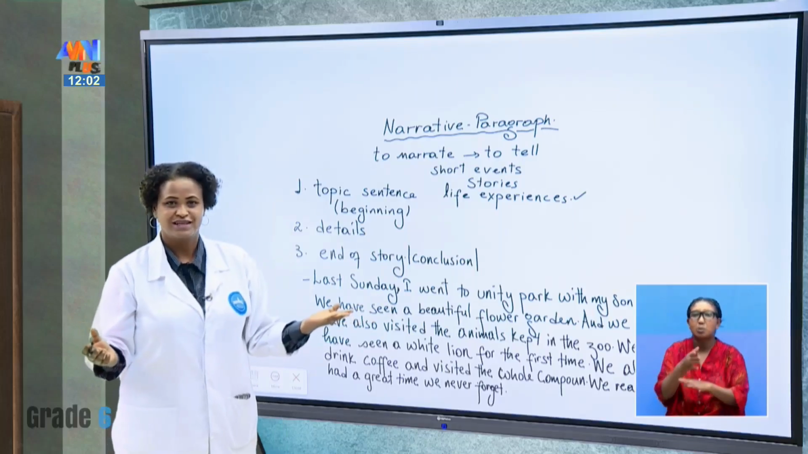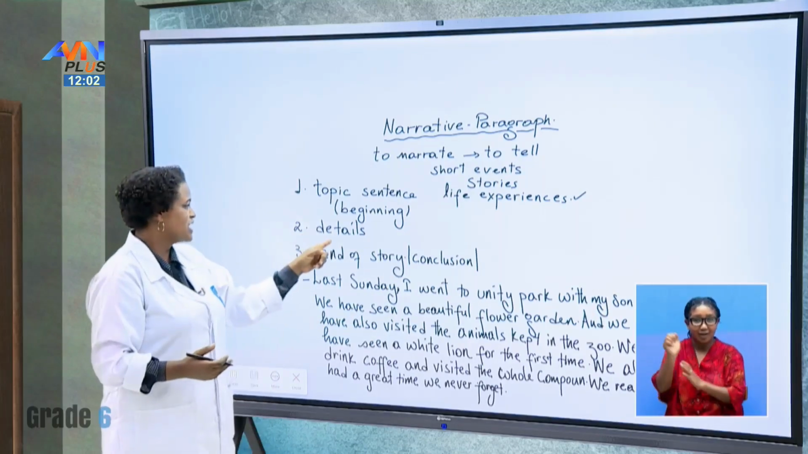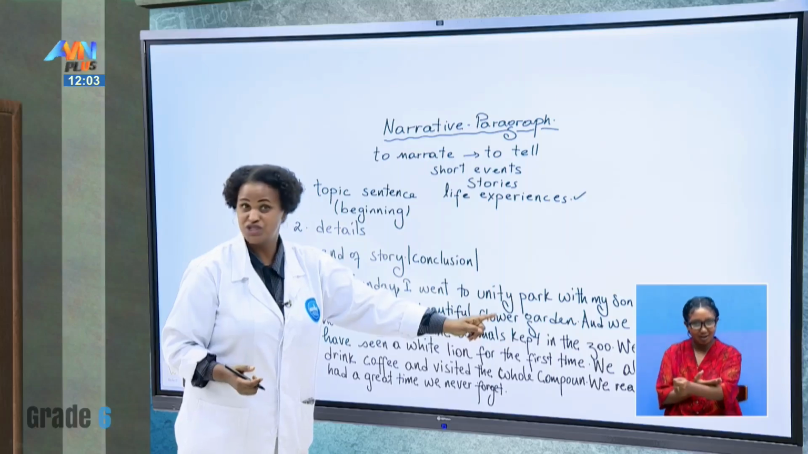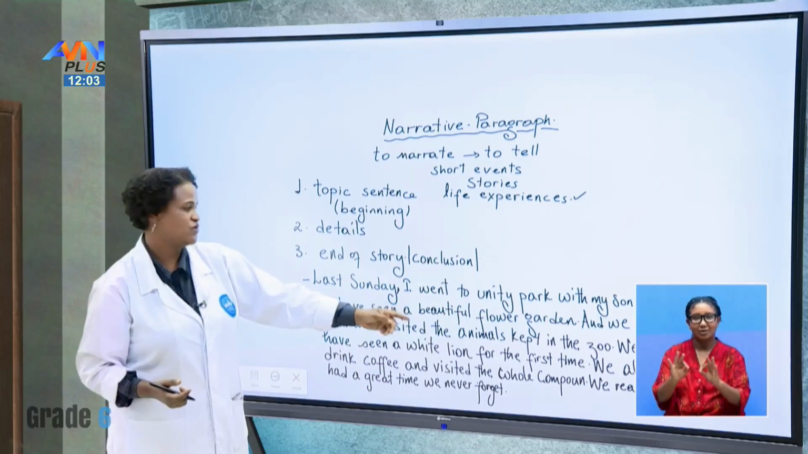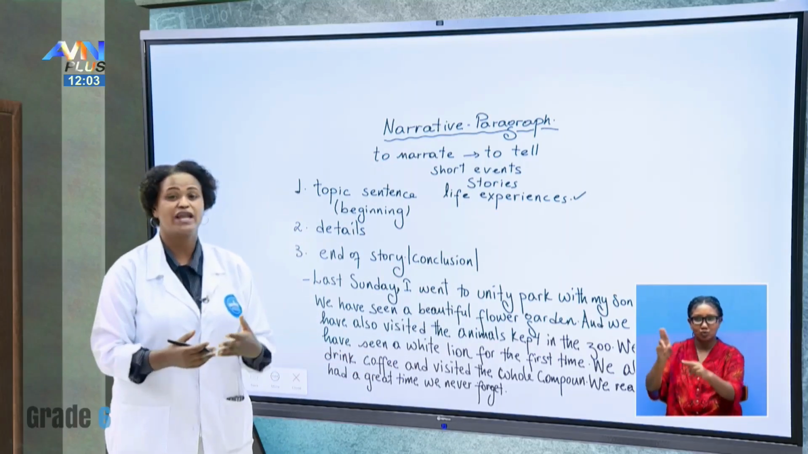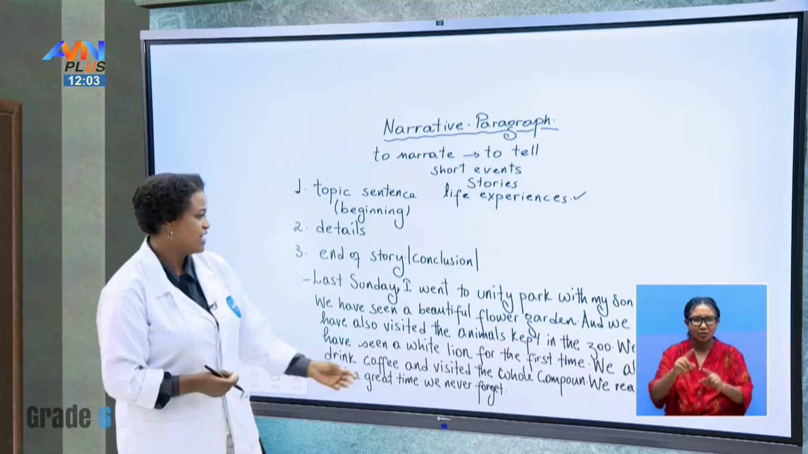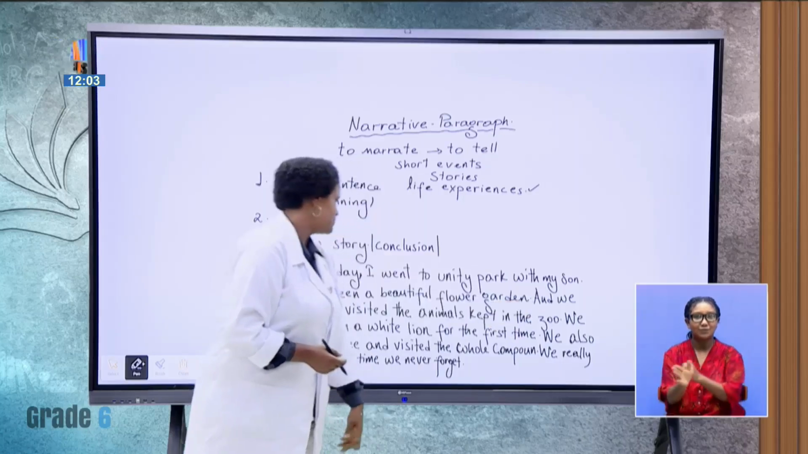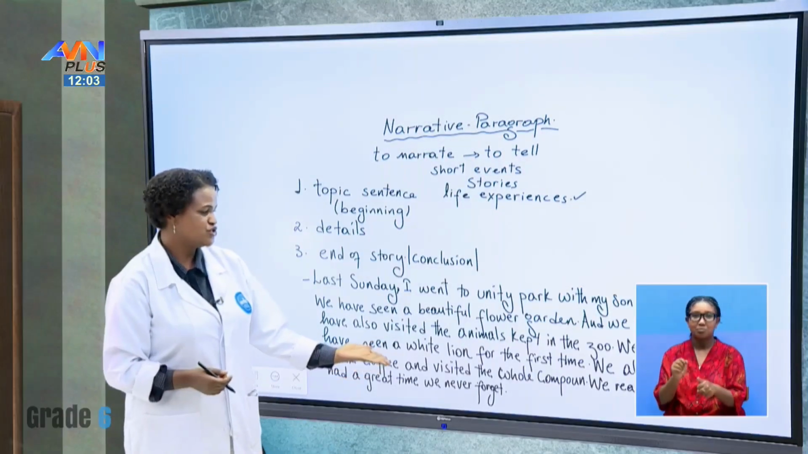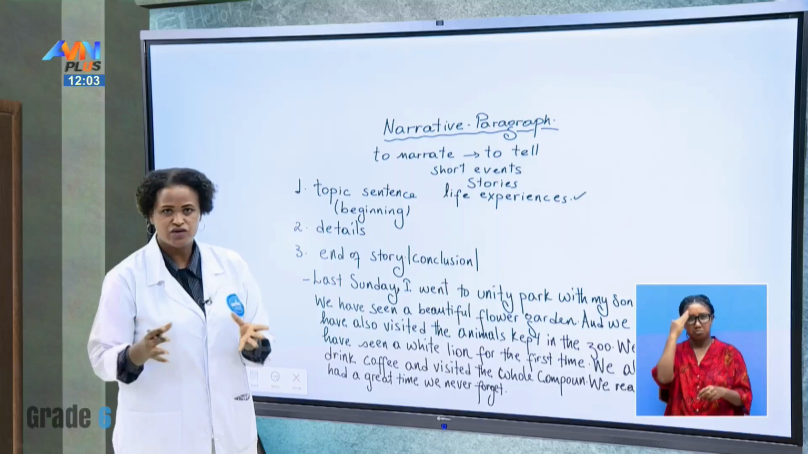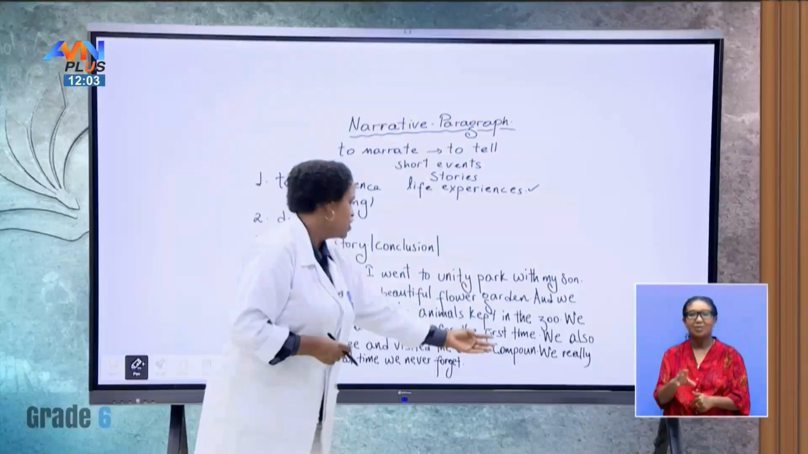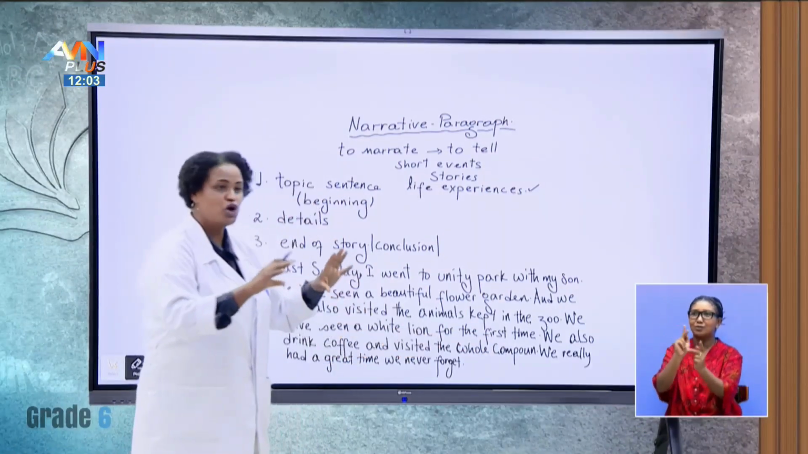Then what happened? As a reader, you expect a detail. That's what comes in the second part, details. First detail. We have seen a beautiful flower garden, which is very speechless. You can't describe the garden, by the way. And we have also visited animals kept in the zoo. Not only that, there was also an aquarium. You can also visit different fishes. We have seen a white lion for the first time. It is common to see the normal colored lion, which is gray or yellow, yeah? And for the first time, we have seen what? A white lion, another detail. We also drank coffee and visited the whole compound, another detail.